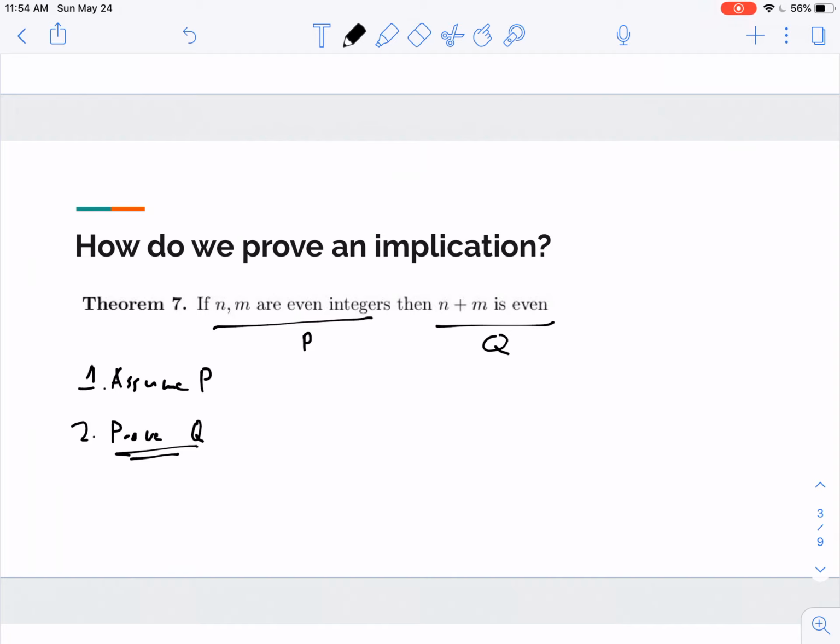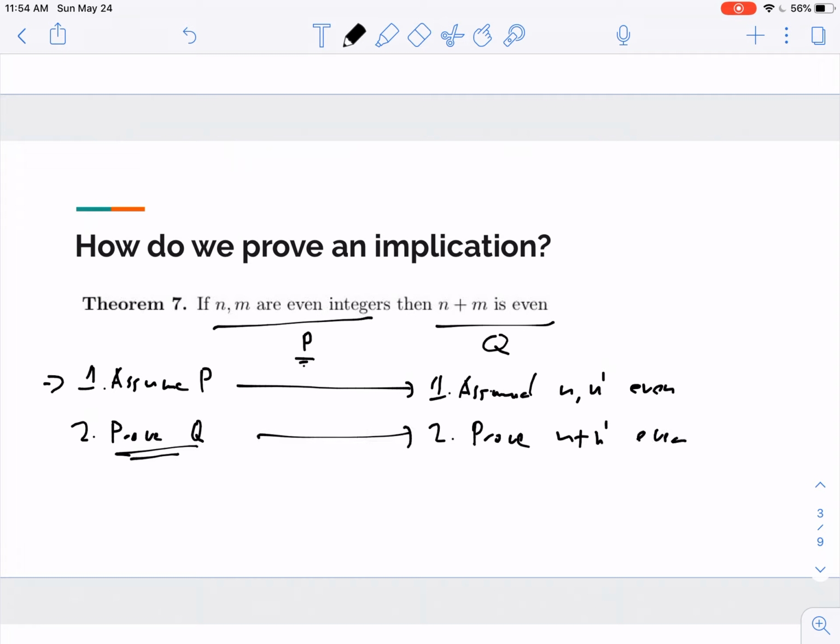When we did this proof, we used the proof of a universal statement. Next week, we might use proof by induction to prove Q. And so there's a lot of different ways that you might prove it, but the important part is you should always assume the hypotheses. You should always assume P first. And if you think back to the proof that we did, the first thing we did was we assumed that n and n prime are even, right? So we assumed the hypothesis of the statement. And then the second thing was we proved that their sum n plus n prime is also even. And so in general, whenever you have an implication, the first thing that you should do is assume the first part, assume the if, and then prove the then.